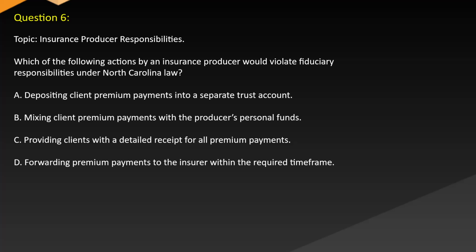Question 6 topic, insurance producer responsibilities. Which of the following actions by an insurance producer would violate fiduciary responsibilities under North Carolina law? A. Depositing client premium payments into a separate trust account. B. Mixing client premium payments with the producer's personal funds. C. Providing clients with a detailed receipt for all premium payments. D. Forwarding premium payments to the insurer within the required time frame.